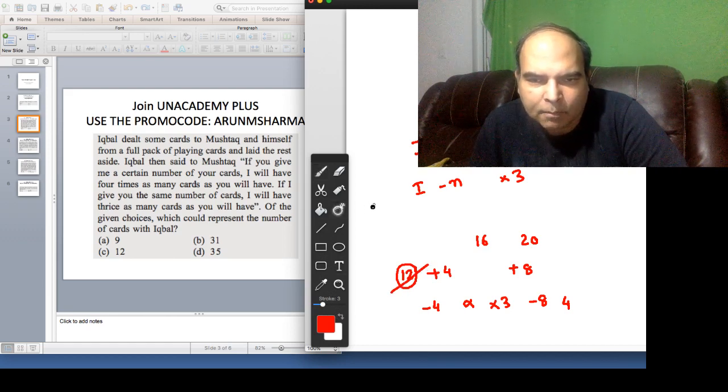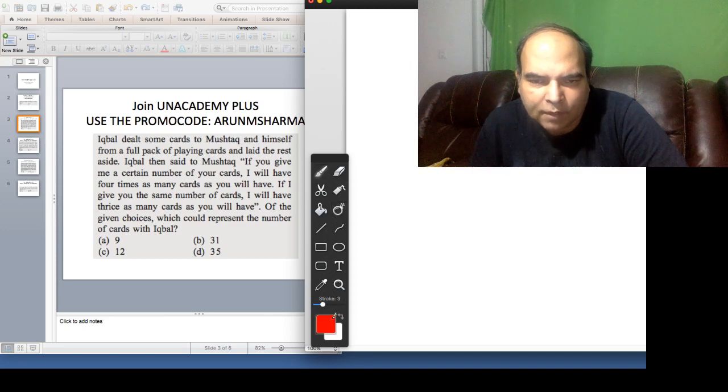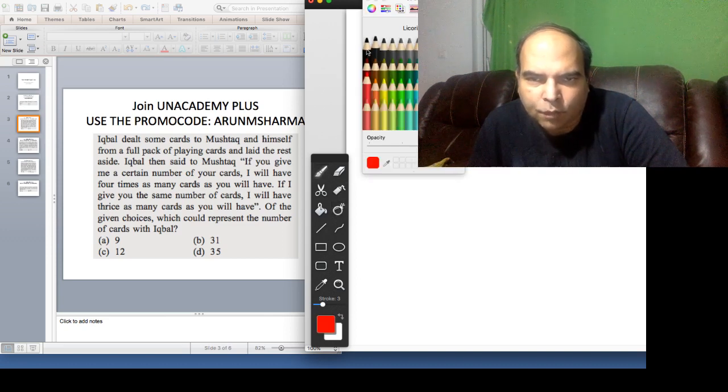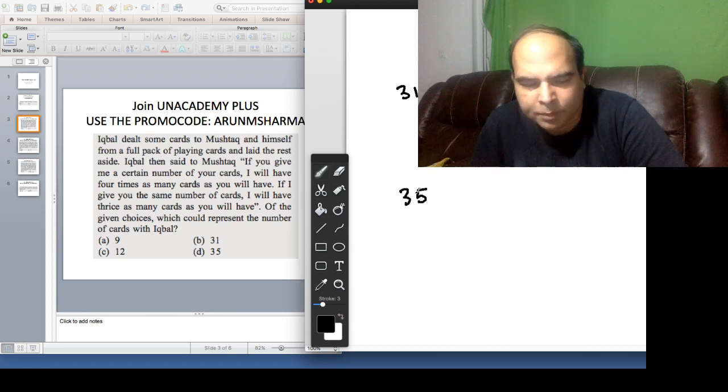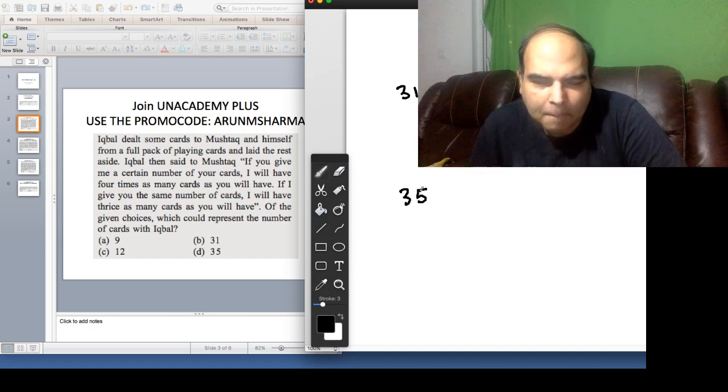So hence a value like 12 definitely goes away. And since Iqbal has more cards than Mushtaq, that's very clear from this, you first pick up a number which is on the higher side. So you have two options on the higher side, 31 and 35. When I'm telling you how to solve these questions, it is my responsibility to show you how you should think within the question so that you exactly mimic the same path. So if I have 35, a multiple of 4 on the positive side is at a plus 1 or a plus 5.